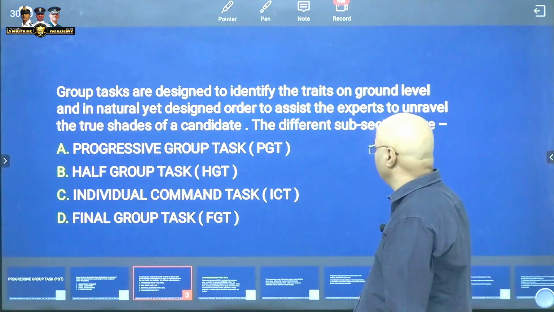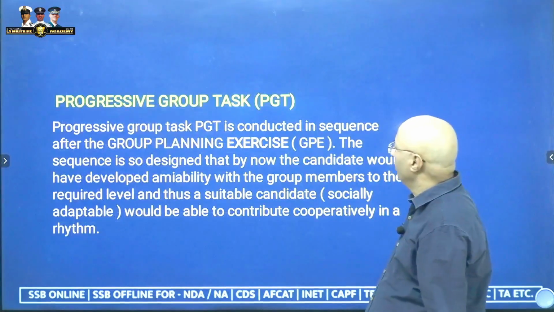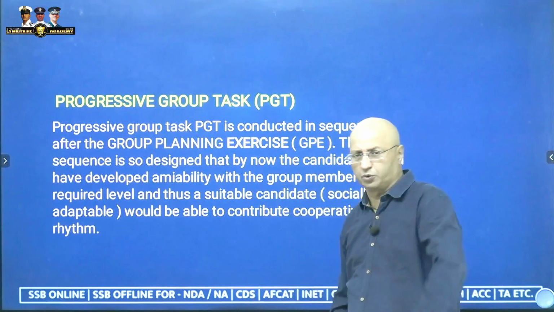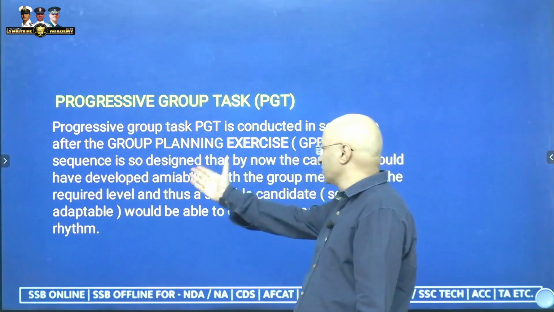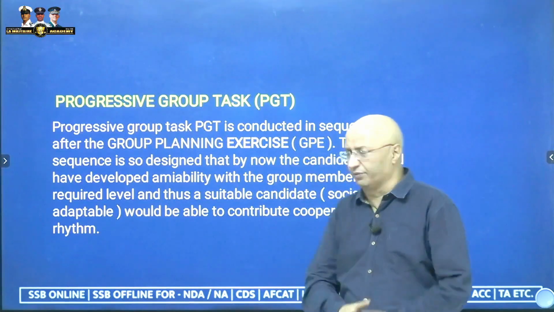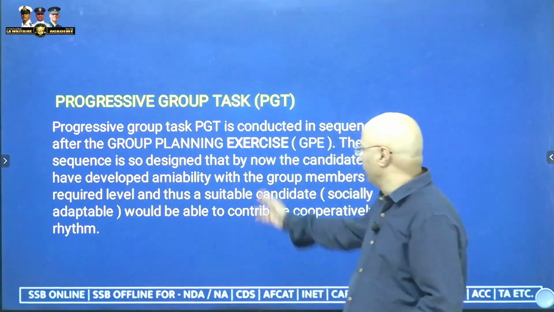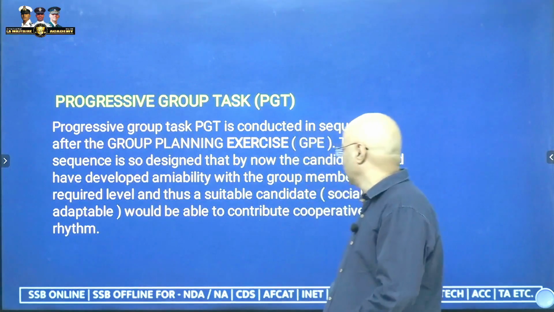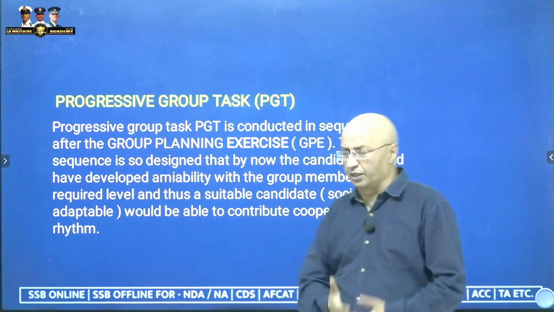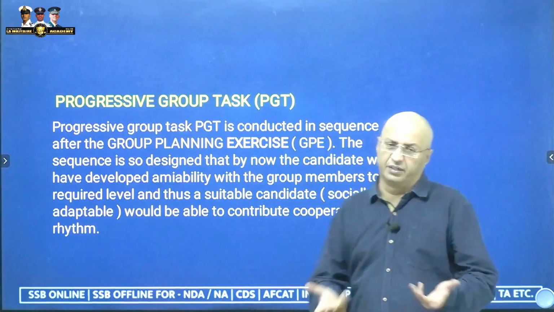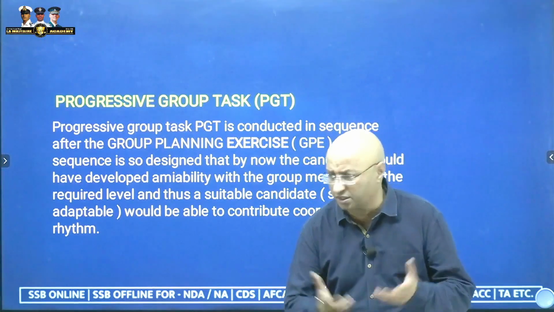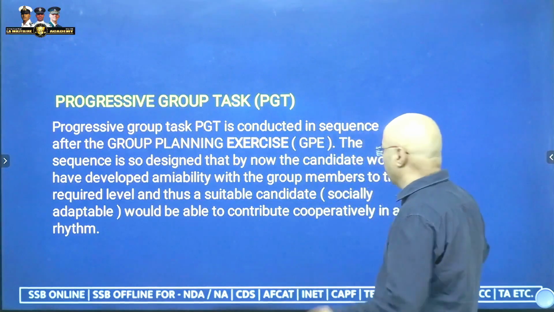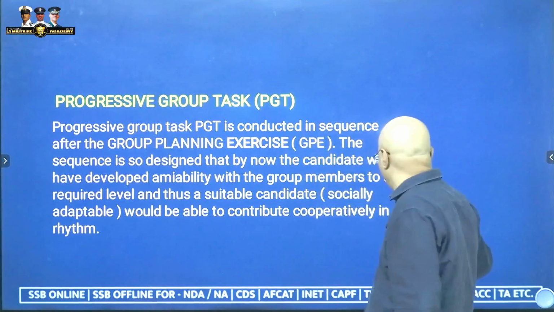Now we go down. Progressive group task is conducted in sequence after the group planning exercise I have told you. Now the sequence is so designed that by now the candidate would have developed understanding, amiability, means friendly with the group members, to the required level, and thus a suitable candidate would be able to contribute cooperatively in a rhythm because you have an understanding. Now it's a team and you're able to work as a team. So it won't be a problem. That's exactly the purpose, as I've told you before.